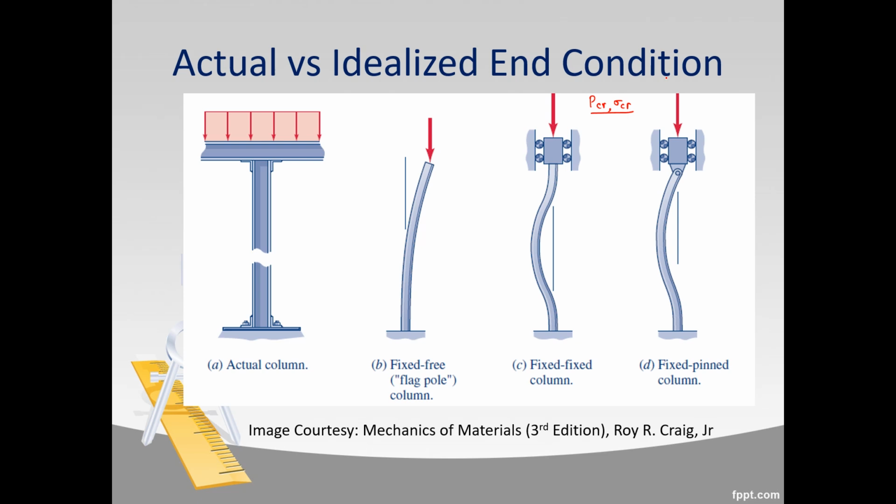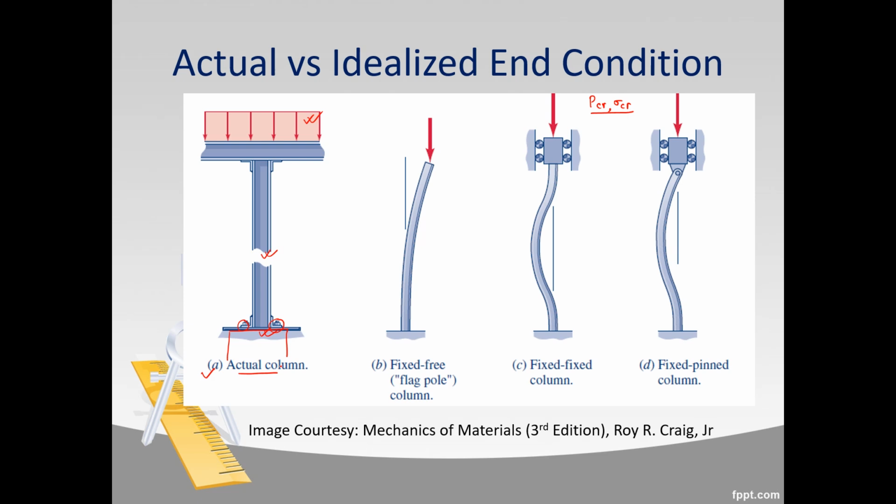One example of such an actual end condition is shown in figure A here, in which the column, at its top end, is framed into a beam section, and that beam section is being acted upon by some magnitude of uniformly distributed load, whereas at the bottom, our column is being held firmly on a large substructure. This substructure may be any RCC pedestal or RCC column, and the column is being bolted to this large substructure here. So these end conditions for an actual column differ from our assumptions in our previous lecture.